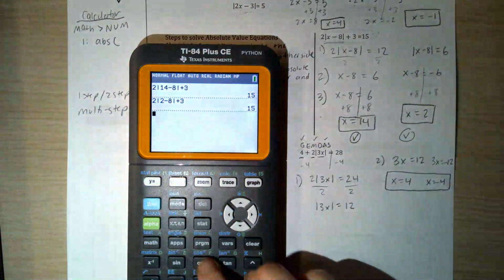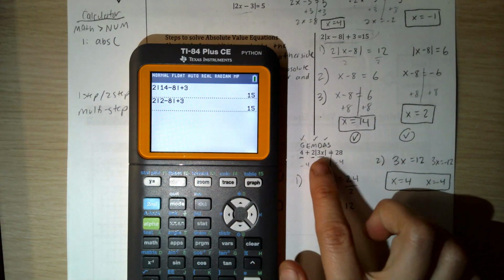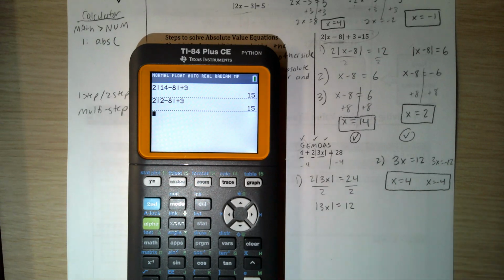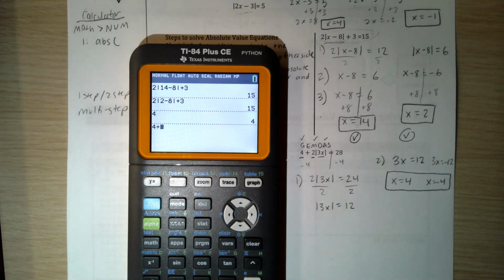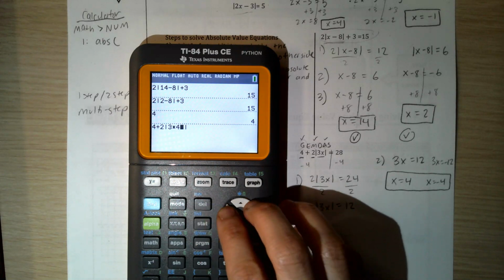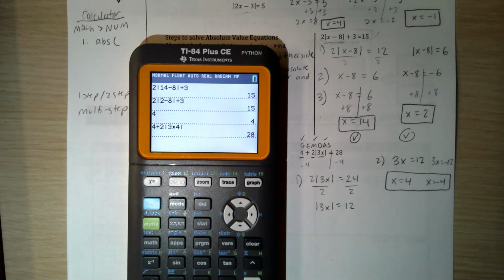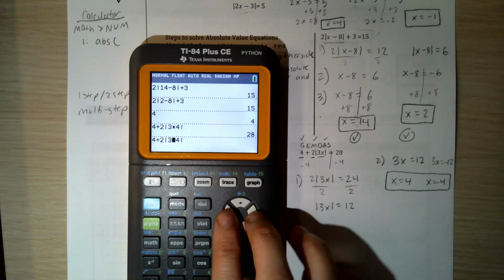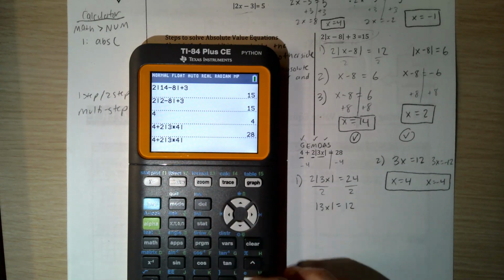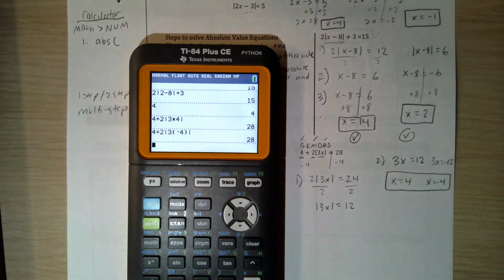Right, so we have back at the original. So when you check it, you always want to go back to the original problem. So we have 4 plus 2 absolute value 3 times 4. That equals 28. And then we have, we're going to do negative 4. And we still get 28. So we know we did it correctly.